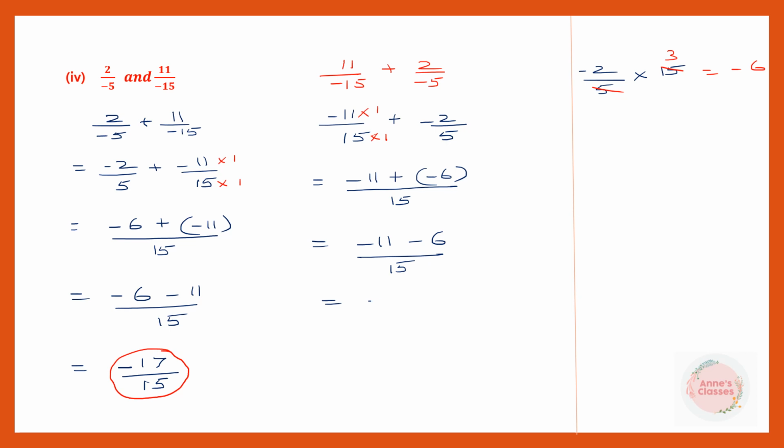So what do we get? Minus, the sign is the same, put the same sign and add. 11 plus 6 is 17 by 15. So here after adding we got minus 17 by 15, which you can see is the same as this. That means we have verified the commutative property. So how do we write that? We say 2 by minus 5 plus 11 by minus 15 is the same as 11 by minus 15 plus 2 by minus 5. Even if you change the order, the answer is going to be the same for addition. So this is known as the commutative property for addition.